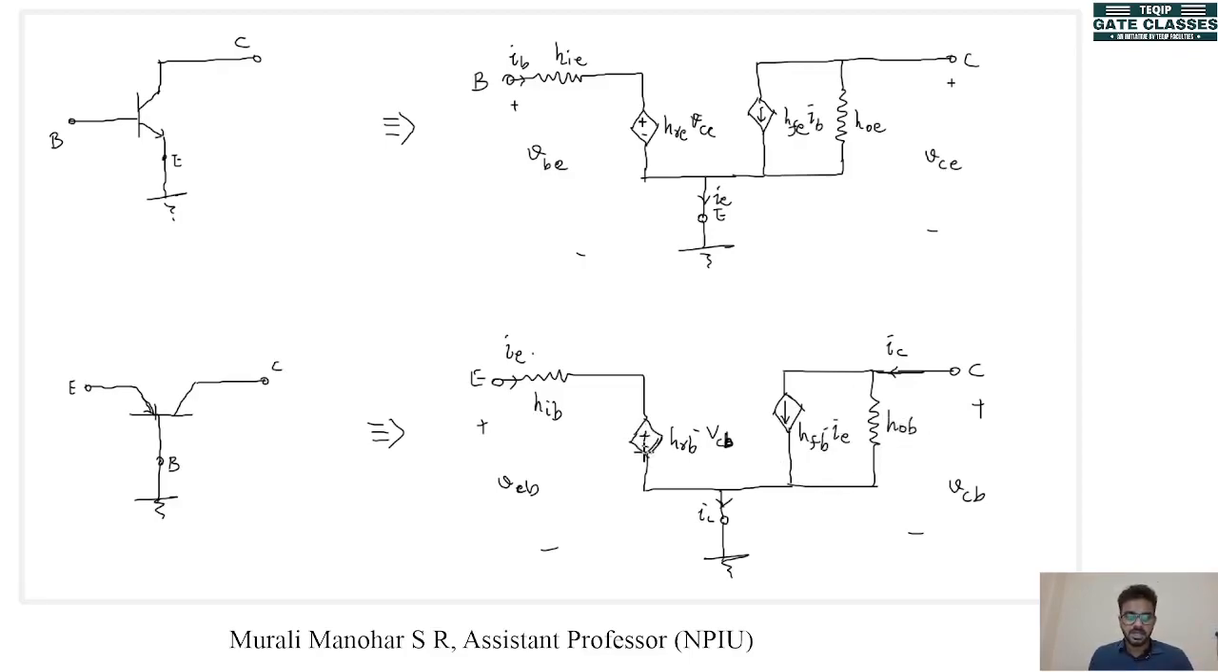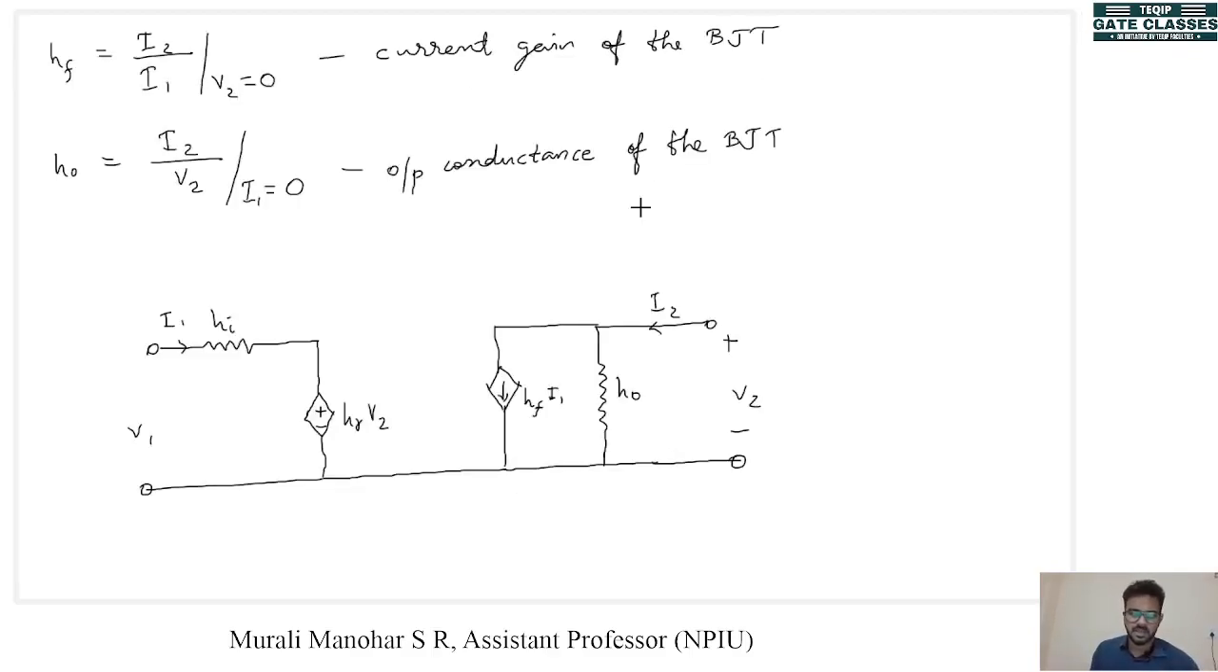Now these are the hybrid equivalent parameter models for BJTs in common emitter and common base configurations. Common collector configuration is also there, but we don't use that extensively in applications. So this is enough for now. Common base and common emitter. When the time comes, we'll discuss common collector also. Okay. Now let's go 2 steps back. That is, we were here.